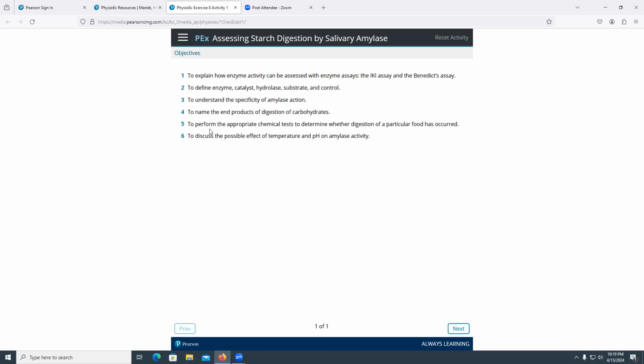And then we're going to perform the appropriate chemical test to determine whether digestion of a particular food has occurred. Then we're going to discuss the possible effect of temperature and pH on amylase.